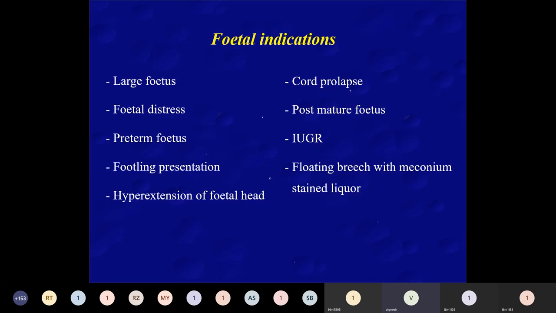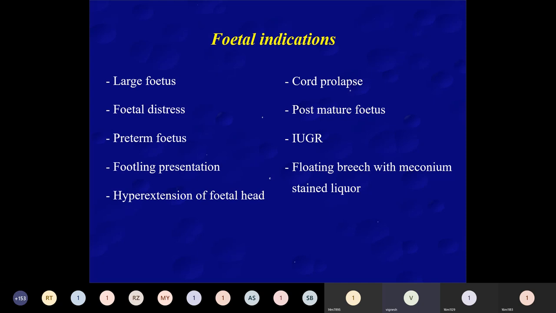Then the fetal indications will be a large fetus, fetal distress, and preterm. True preterm also should not be delivered vaginally, but by cesarean section. If there is a footling presentation, I told you, footling presentation will lead to an undilated cervix. So naturally, you will have problems in delivering the shoulders and the after-coming head. That's the reason why you have to go ahead with the cesarean section. Hyperextension of the fetal head.